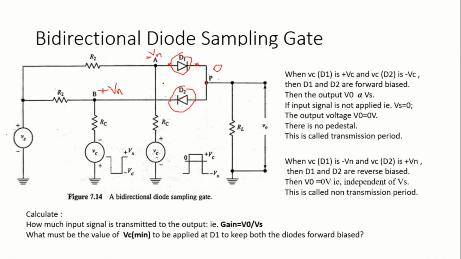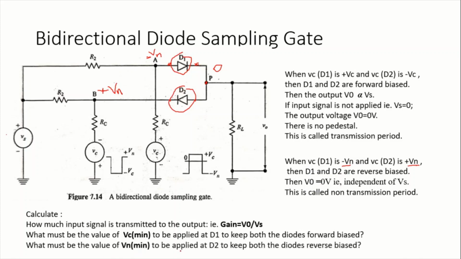And lastly, we will find during the non-transmission period, means when the control signal voltages are at plus Vn and minus Vn, what should be the minimum value of this Vn to keep these two diodes D1 and D2 reverse biased? So what must be the value of Vn to be applied at D2 to keep both the diodes reverse biased? So these are the things to be calculated. Why? Because if this is satisfied, then only it acts like a bidirectional sampling gate. Now let us see how to calculate these parameters.